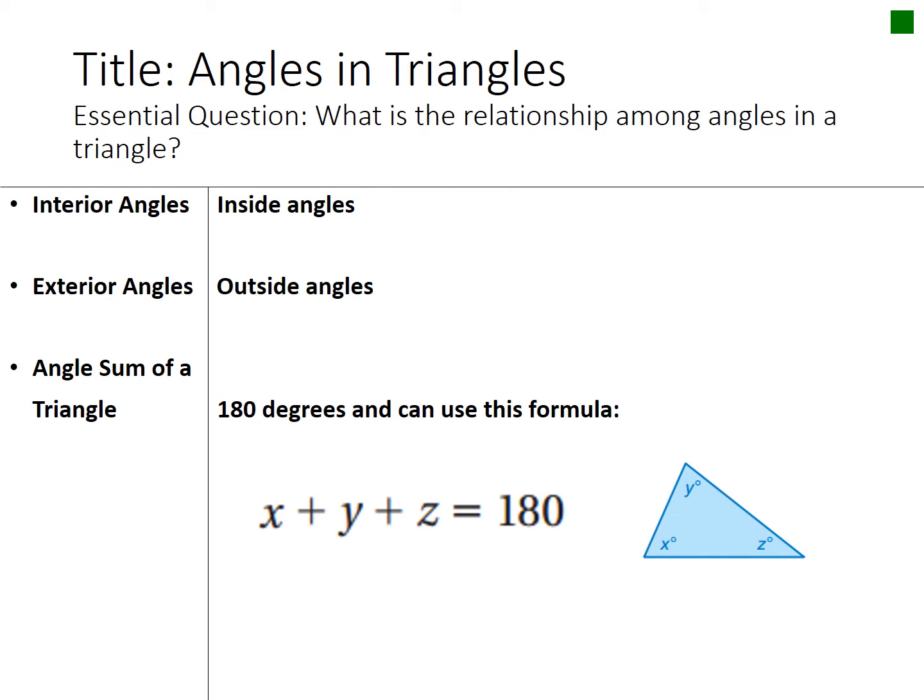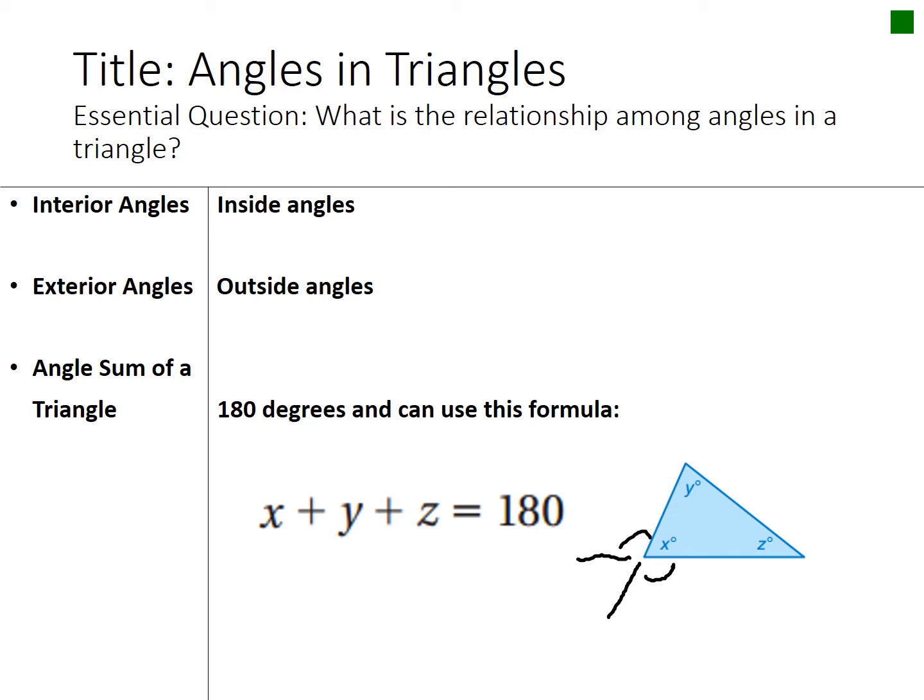Okay, so for vocab we have interior angles. Those are the inside angles. In this triangle it's X, Y, and Z. And then we have exterior angles, which are outside angles. Those aren't really shown on this triangle. Later we're going to see that those are angles that when you extend a line, you can find an angle here. And if you extend the line this way, you can find an angle here. Of course, this is true for all three of those vertices on the triangle. We'll look at some more of those later.